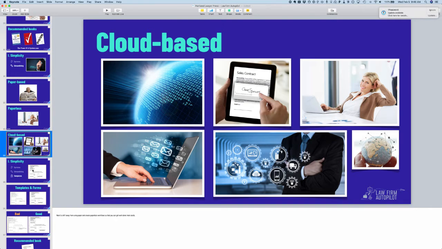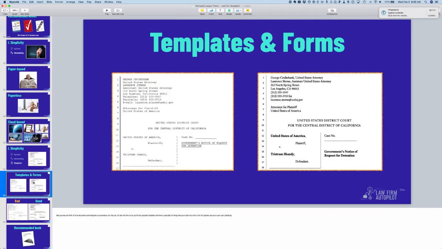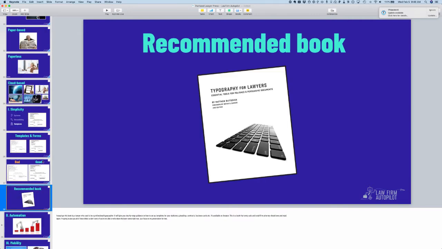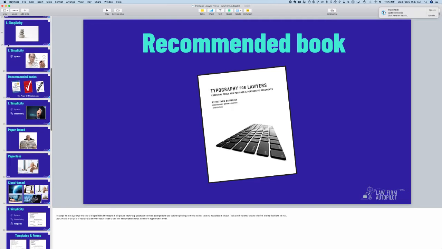So finally, we talk about templates, and I give them some examples of, if you set up the templates right, and the one on the right is better, it's cleaner. And I learned how to do this from the book Typography for Lawyers. You can get the book and learn about it in that book. And so that's the basic keys of simplicity.